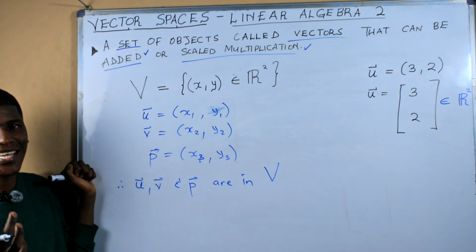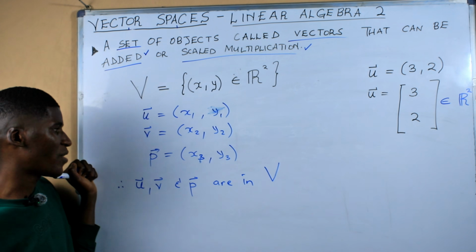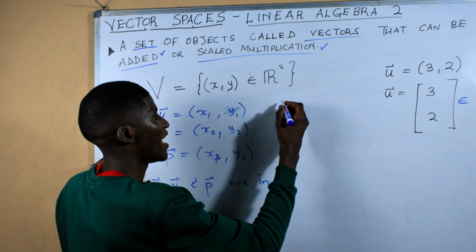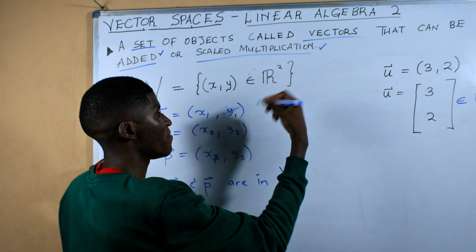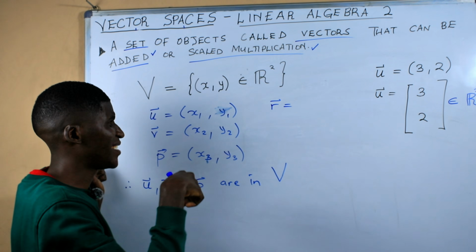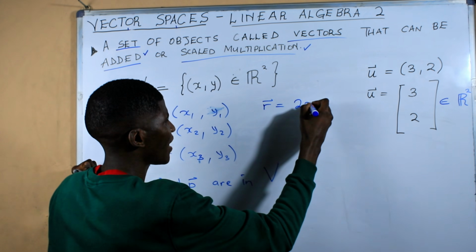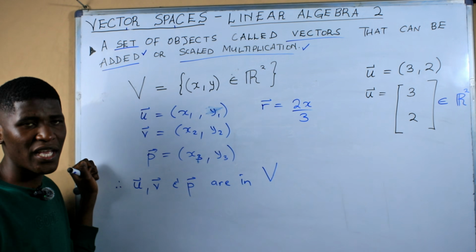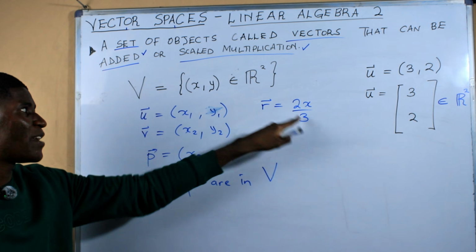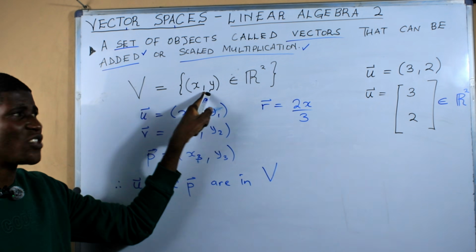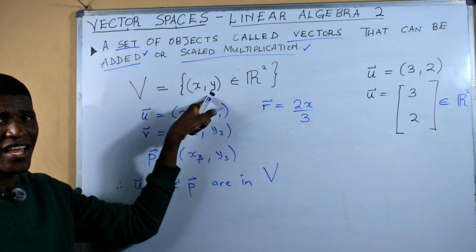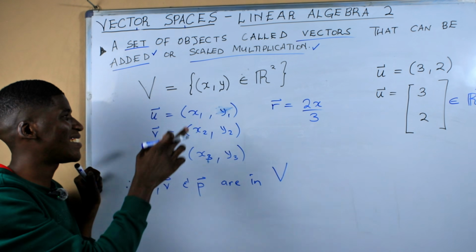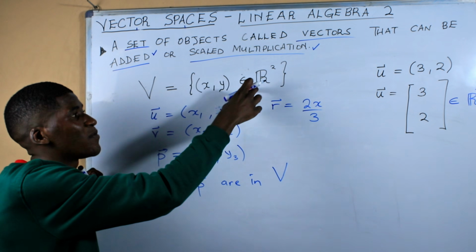How would you see a vector that is different from them? Let me give you another one. I have a vector r, given by, let me write a weird format, 2x over 3. Now you'll be like, I know this is definitely not in the same format as this one, right? So this r is not in this vector space, because for a vector to be inside this particular vector space, it must have an x value and a y value, and those must be real numbers.